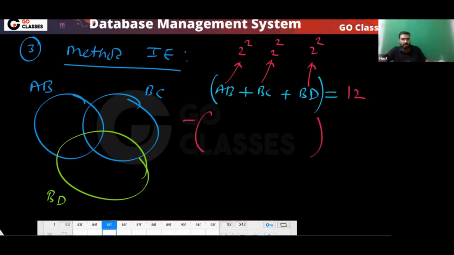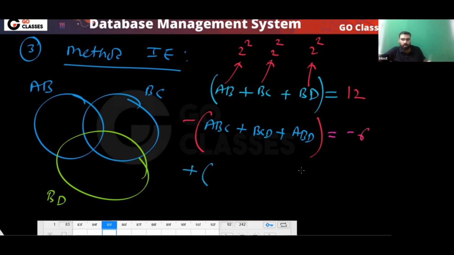Minus, you take the combinations, like minus ABC. You take the combination of this, that will be BCD. You take the combination of that, that will be ABD. So you take the 2 combinations like this. Here you will have 2, here you will have 2, so this value will be minus 6. Correct? It will be minus 6.